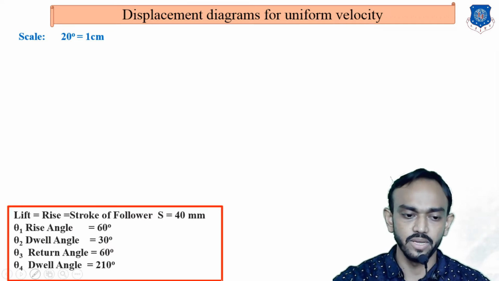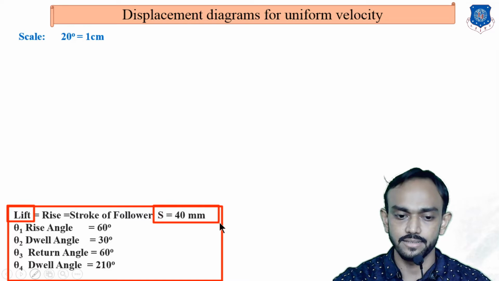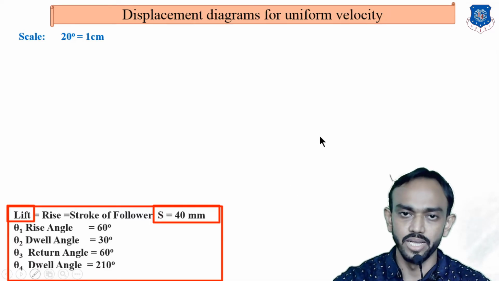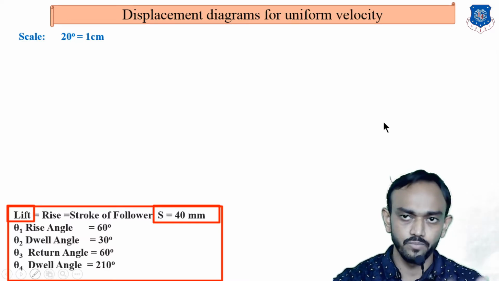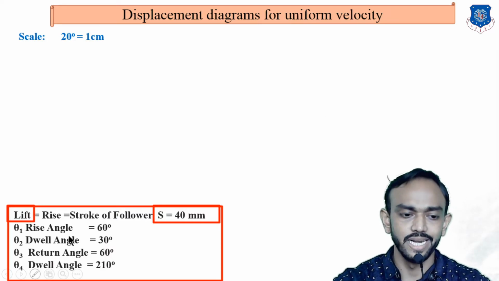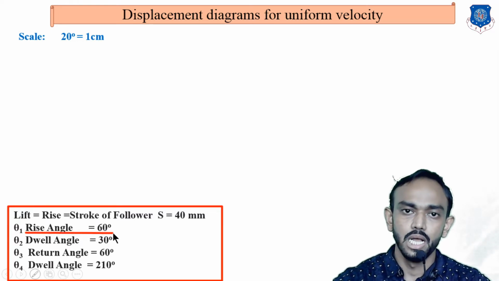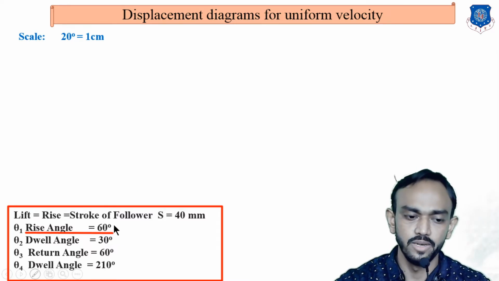Remember that this type of given data is always given. So there will be rise, lift, stroke of the follower, which is denoted by S. So 40 mm is given, means during the rotation of this cam, the follower will move a maximum of 40 mm. So it will move 40 mm in the upward direction, and during the rotation it will come back to the initial position, 40 mm backward. So this data is always given, and you can see the rise angle is 60 degree, means during this 60 degree of angle the follower will move in the upward direction.